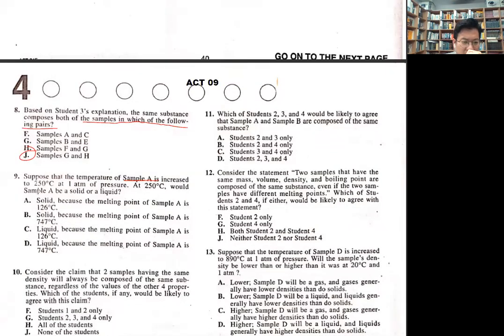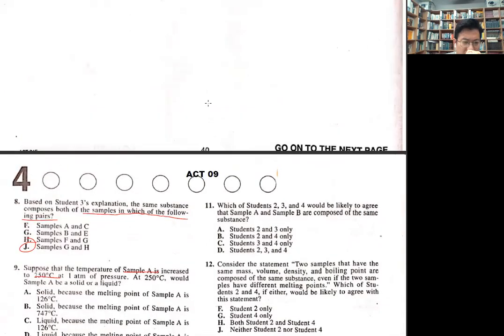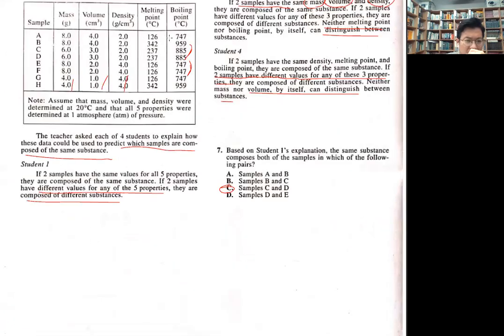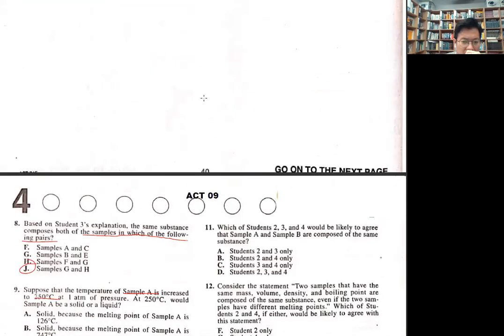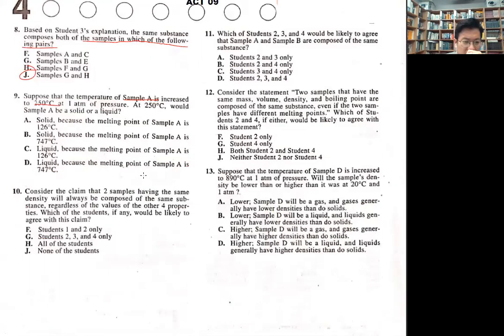Sample A is increased to this temperature at pressure 100. Is sample A solid or liquid? Sample A is at 250, so it's between the melting point and the boiling point. This melting point is this one. So it's supposed to be liquid. If you think about water, between the melting point and boiling point, that's a liquid.